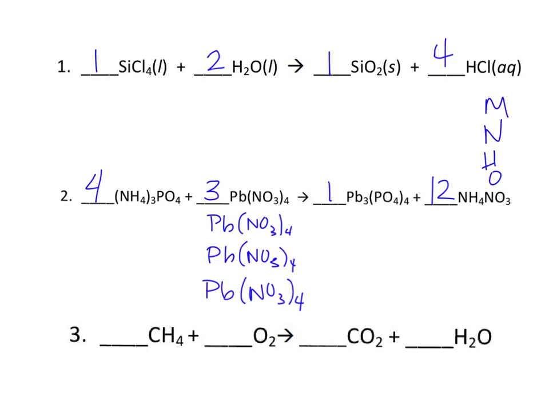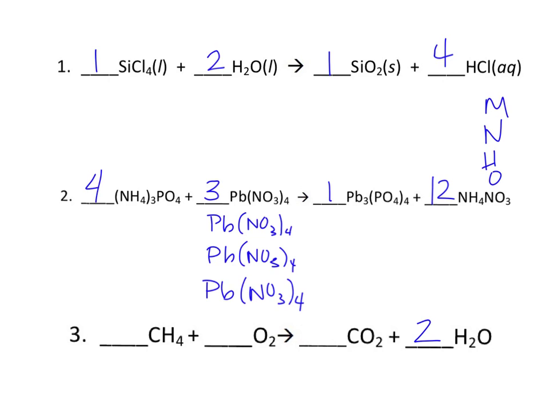All right, so I'm going to start with metals, and I don't have any metals here at all. So next I'm going to go to the nonmetals, except for hydrogen and oxygen. There is only 1 carbon here and 1 carbon here, and so carbon's balanced. So next I go to hydrogen. There are 4 hydrogens here, and I've got 1 water, so I have 2 hydrogens there. So I'm going to need 2 waters to give me 4.